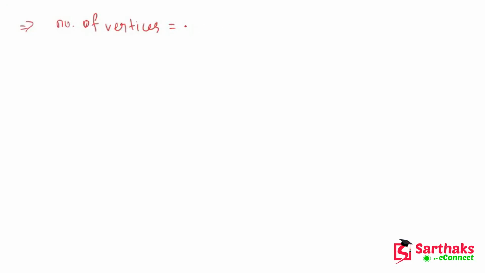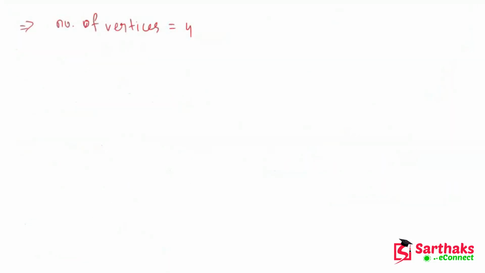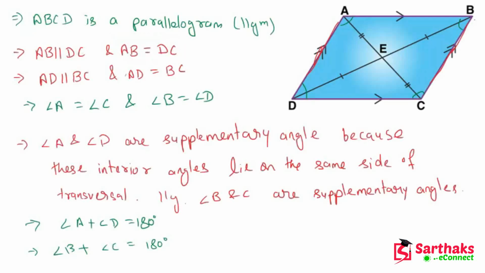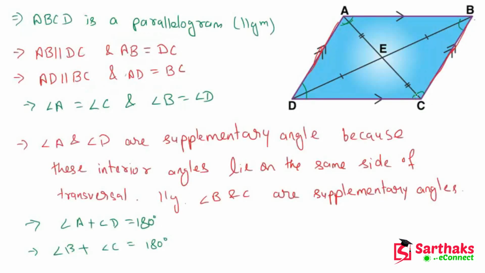is what? Number of vertices is 4. Vertices means the corners A, B, C and D. And number of sides is what? Number of sides is 4. Here you can see AB, BC, CD and DA. These are the sides. And number of angles is 4. This is angle A, angle B, angle C and angle D.